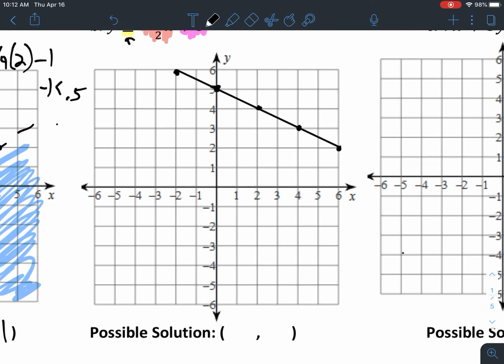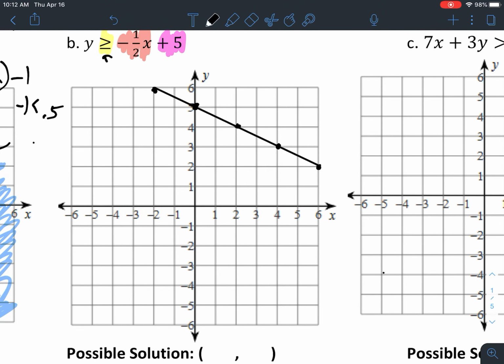Now we have to test a possible solution. So let's pick a number. Let's go below this time. So let's go with x is 1, y is 1. Okay, make it nice and easy on us. 1 is greater than or equal to negative 1/2 times 1 plus 5. Negative 1/2 times 1 just gives us negative 1/2. Plus 5 gives us 4.5 is less than or equal to 1. That does not work. So we know that this part here in the yellow does not work.